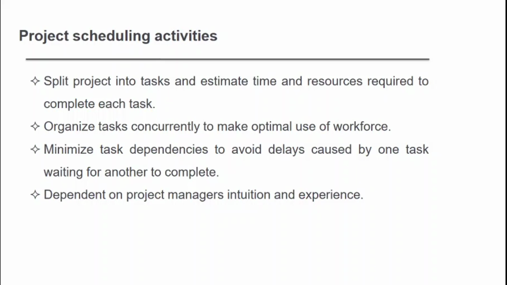Minimize task dependency to avoid delays caused by one task waiting for another to complete. For example, if one expert person is required in another task as well, you should avoid that dependency, and plan the schedule for project development in such a way. It depends on the project manager's intuition and experience. So the project manager should always be an experienced candidate, and should assign experienced people during the development of a project. So these are the project scheduling activities.